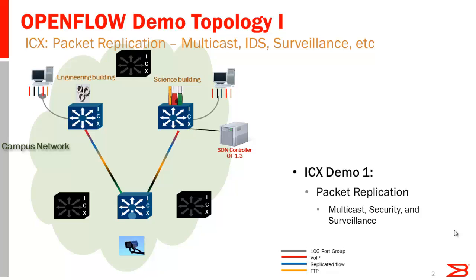The topology is a typical campus network with a main building connected to different buildings within the same campus. Over here, as you can see, we have an engineering and a science building connected to the main campus building.